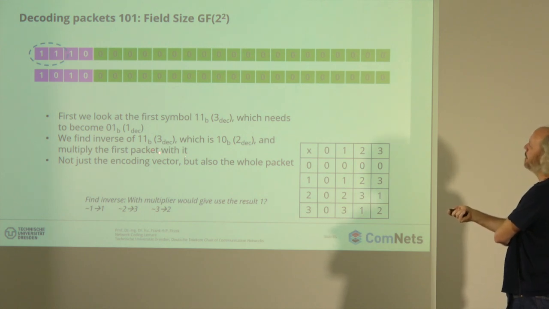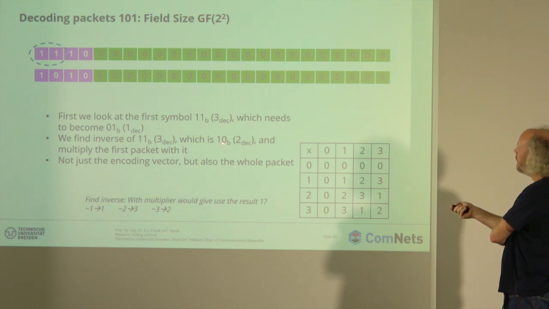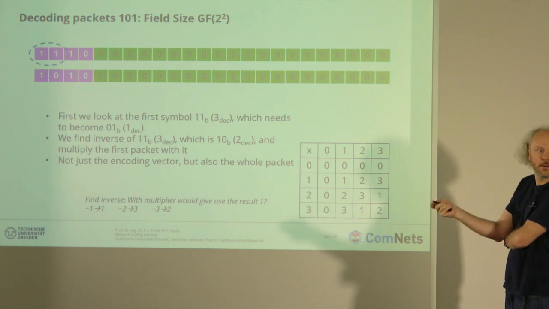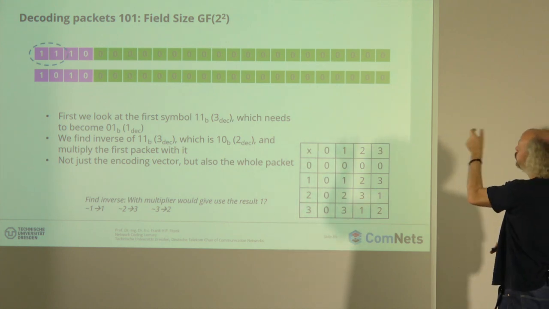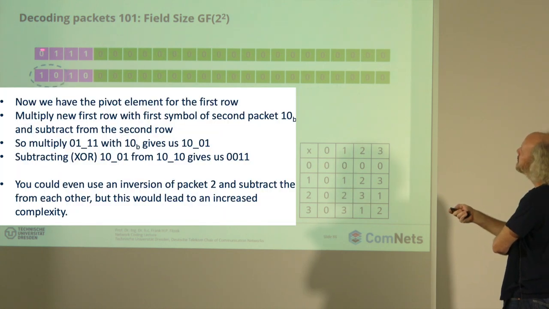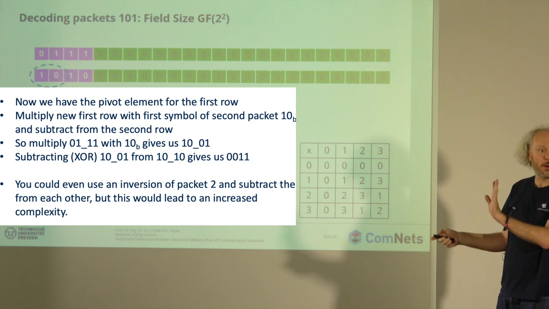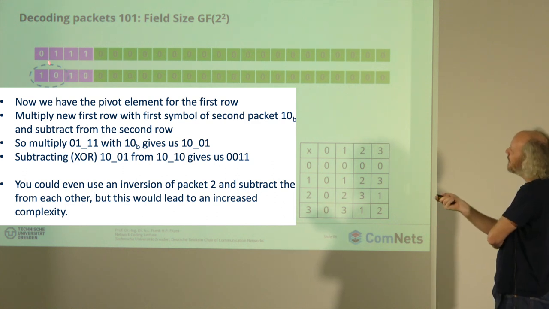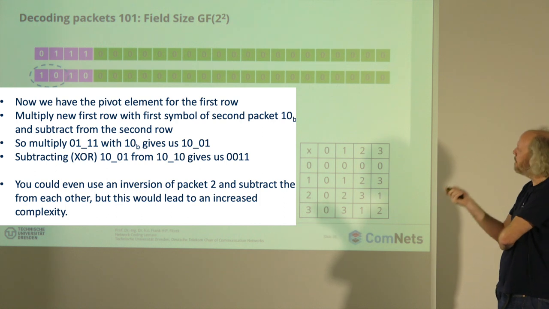What do we mean, the first packet? We take this one and multiply it with this symbol, with this symbol, with this symbol, and so on. So always 2 bits, right? And not just the encoding vector, but also the whole packet. Once we have done that, we have 0, 1, and there's the rest. We don't care about the rest. First thing, we want to get this 0.